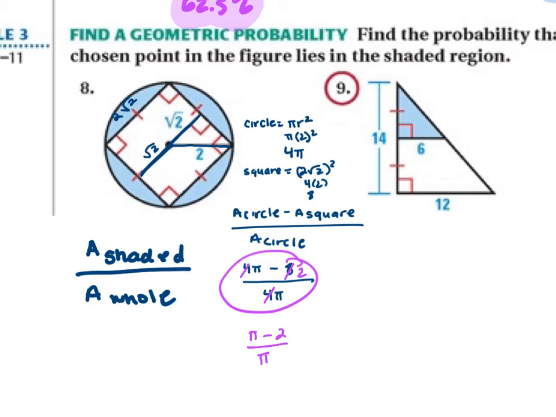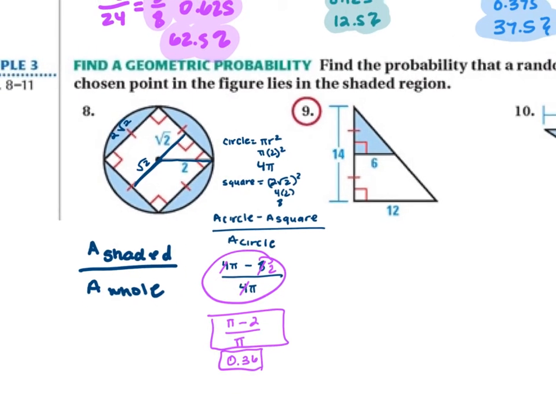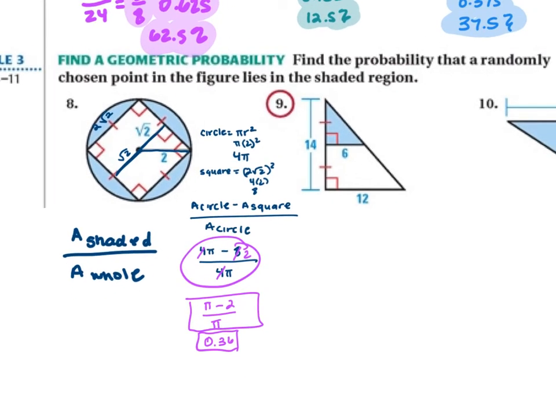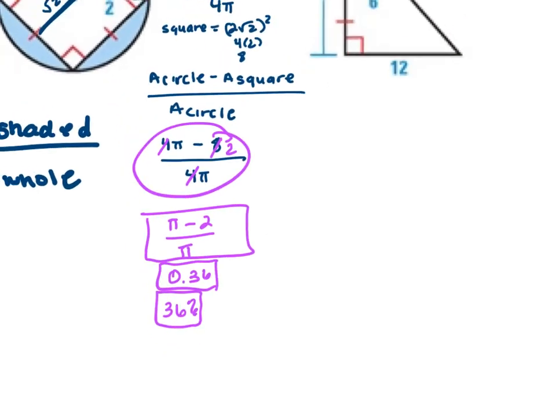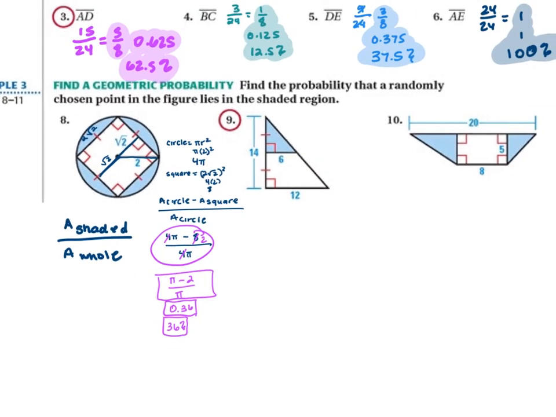If I actually put that in the calculator, pi minus 2 divided by pi, I get 0.36 once I round. So without a calculator and with a calculator. And if it asks for it in percent, it'd actually be 36%. So usually a standardized test would ask it in that percent.